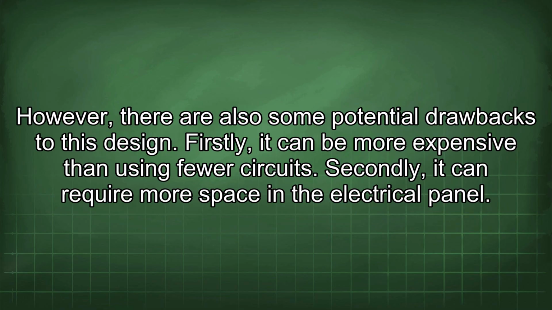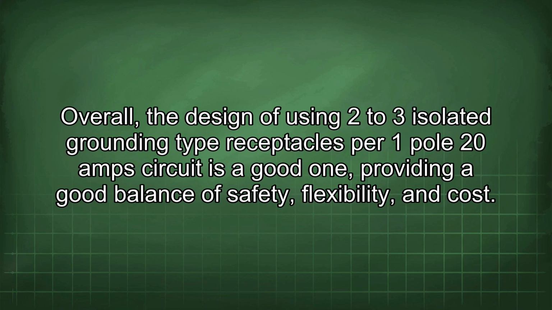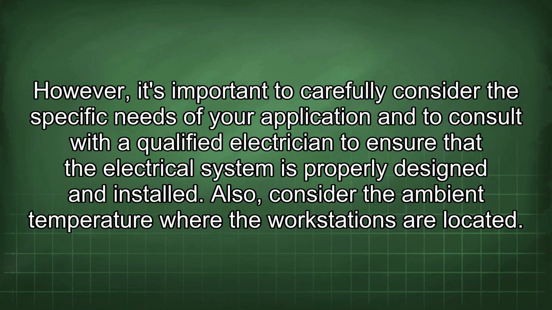However, there are also some potential drawbacks to this design. Firstly, it can be more expensive than using fewer circuits. Secondly, it can require more space in the electrical panel. Overall, the design of using 2 to 3 isolated grounding type receptacles per 1-pole 20 amp circuit is a good one, providing a good balance of safety, flexibility, and cost. However, it's important to carefully consider the specific needs of your application and to consult with a qualified electrician to ensure that the electrical system is properly designed and installed.